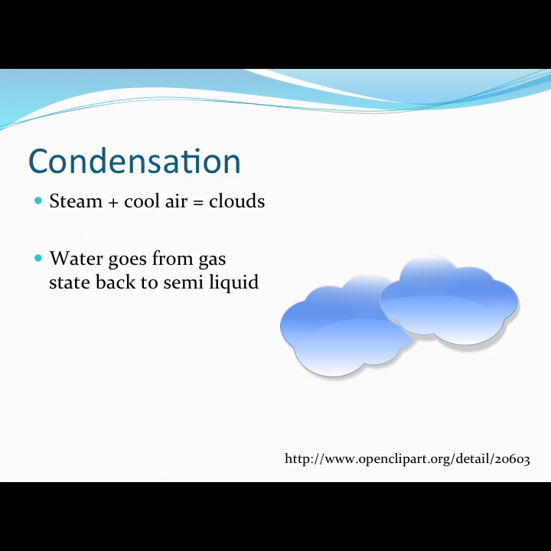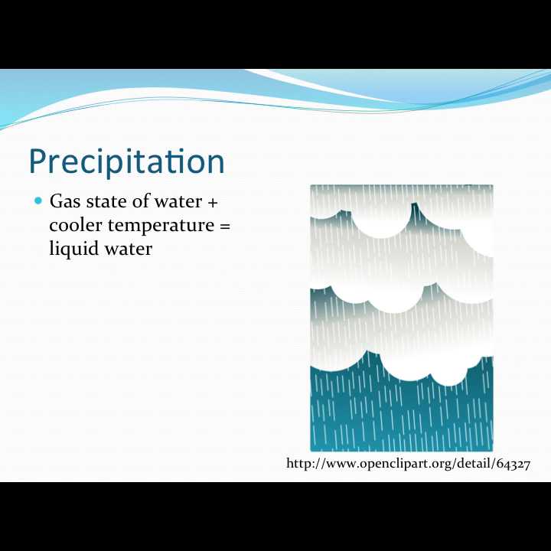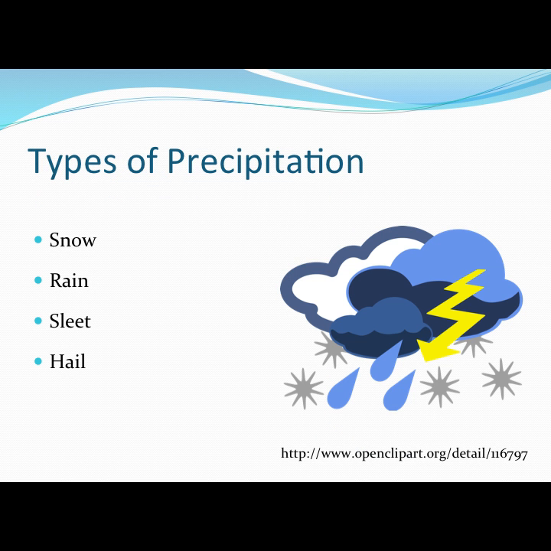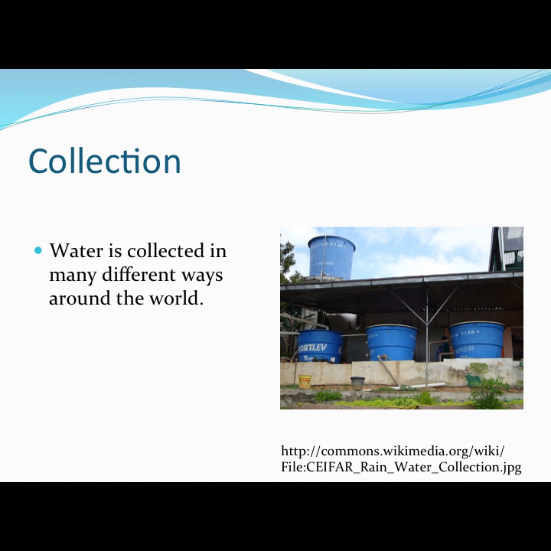Condensation is what happens as the evaporation cools down a little. The steam cools and creates clouds. When these clouds get too heavy, we get precipitation. Precipitation is when the water in its gas state returns to water in its liquid state. There are lots of types of different precipitation: snow, rain, sleet, and hail.